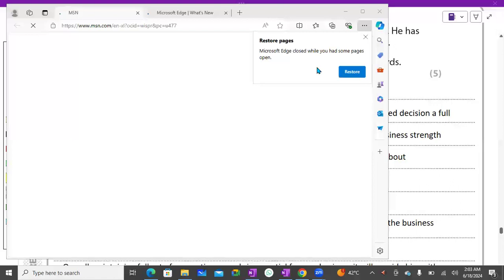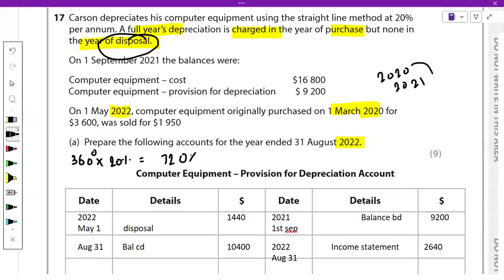3600 multiply 20%. Okay. So 3600, sorry, I have written 360 instead of 3600. So 3600 multiply 20% divided by 100. So we have 720. This is 3600. So 720 is the depreciation for the 1 year.